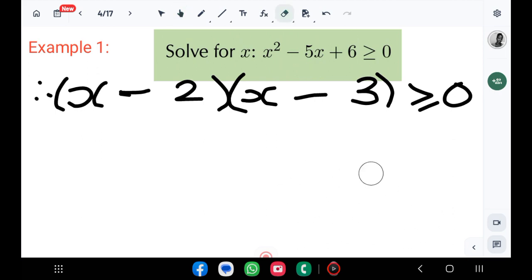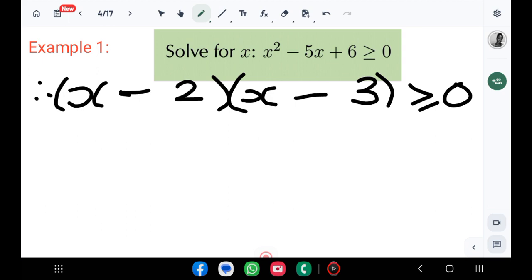If you need any help with factorization, especially factorizing quadratic inequalities or equations for that matter, I've already done a couple of videos on that, so go on the channel and use that to learn how to factorize.